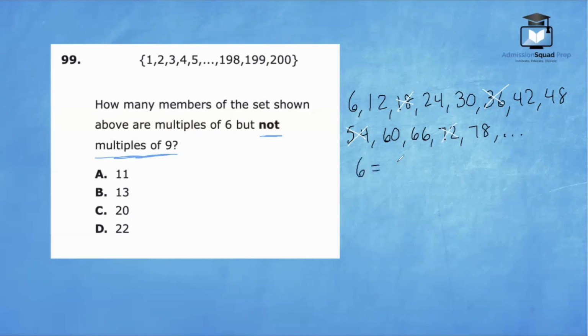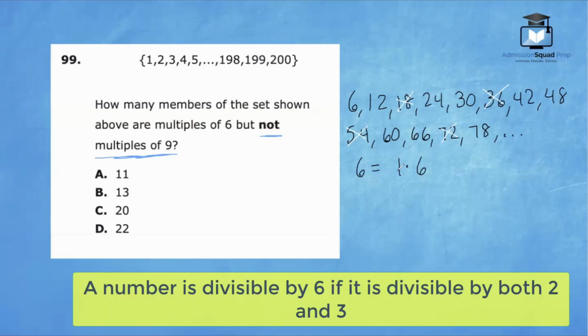Since 6 is 1 times 6, which means this is the first multiple of 6, we need to find the biggest multiple of 6. Guys, do you remember the divisibility rule for 6? It states that if a number is divisible by 2 and 3, it is divisible by 6. So let's work backwards from 200. Any of these even numbers will be divisible by 2, but now we need to figure out which of these numbers is divisible by 3.